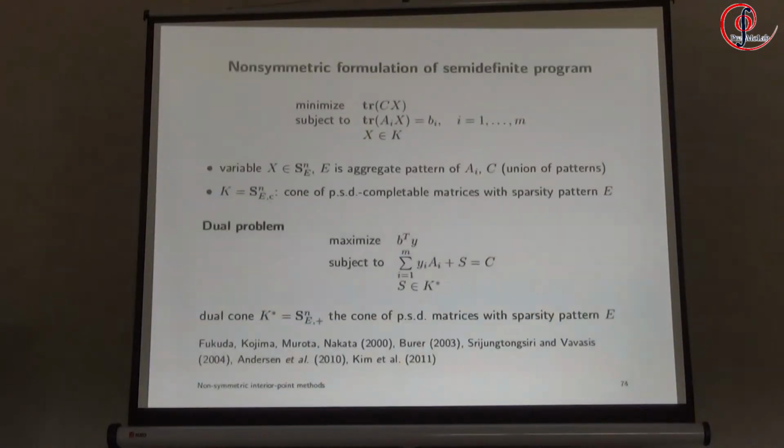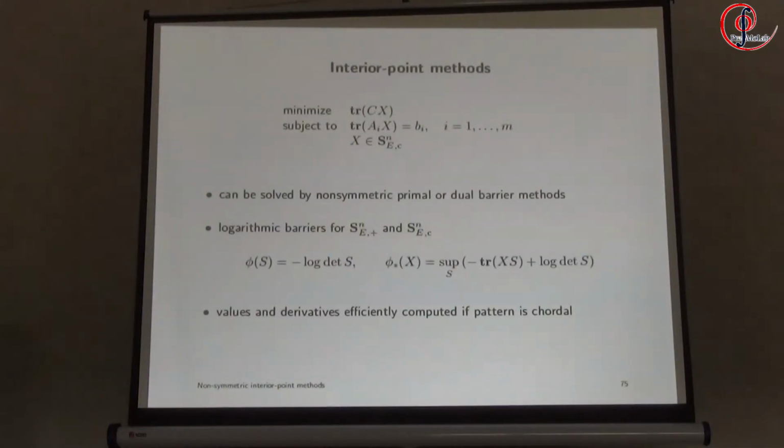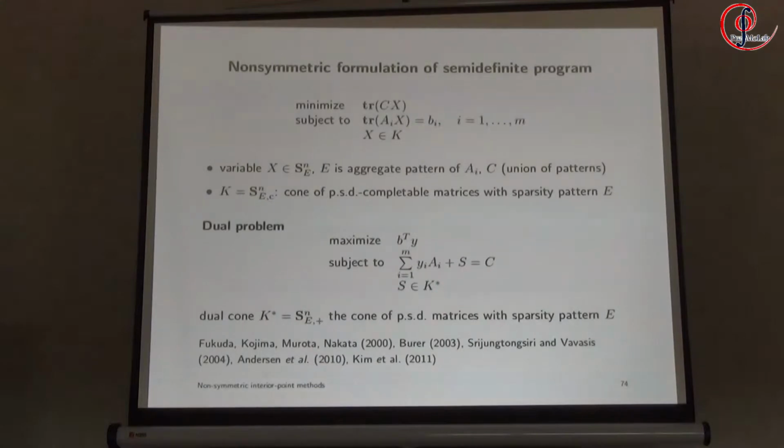So the question is, can we actually do it? What do we need to do to actually implement an interior point method for this pair of cones? Well, from the theory of interior point methods, we know we won't be able to solve this with a symmetric primal-dual method. You can still use a primal barrier method or a dual barrier method.